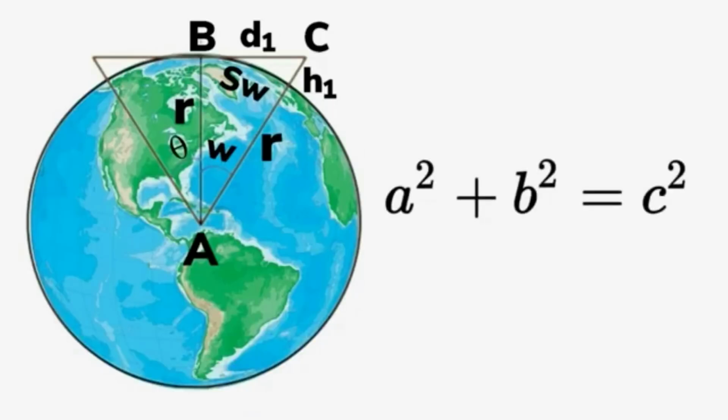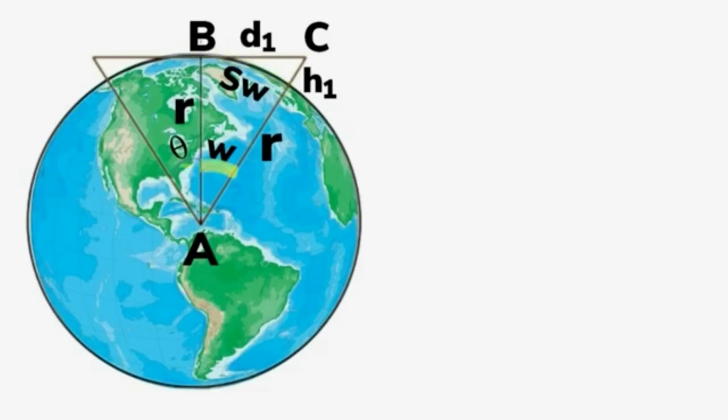Let's use the Pythagorean theorem expressed as a squared plus b squared equals c squared in relation to this right triangle. In this context, SW represents the surface of the Earth. W stands for the angle, D1 indicates the distance to an object, and R is the radius. Our main goal is to solve for H1. We know that a squared plus b squared equals the hypotenuse of the triangle, which in this case is the radius plus H1.